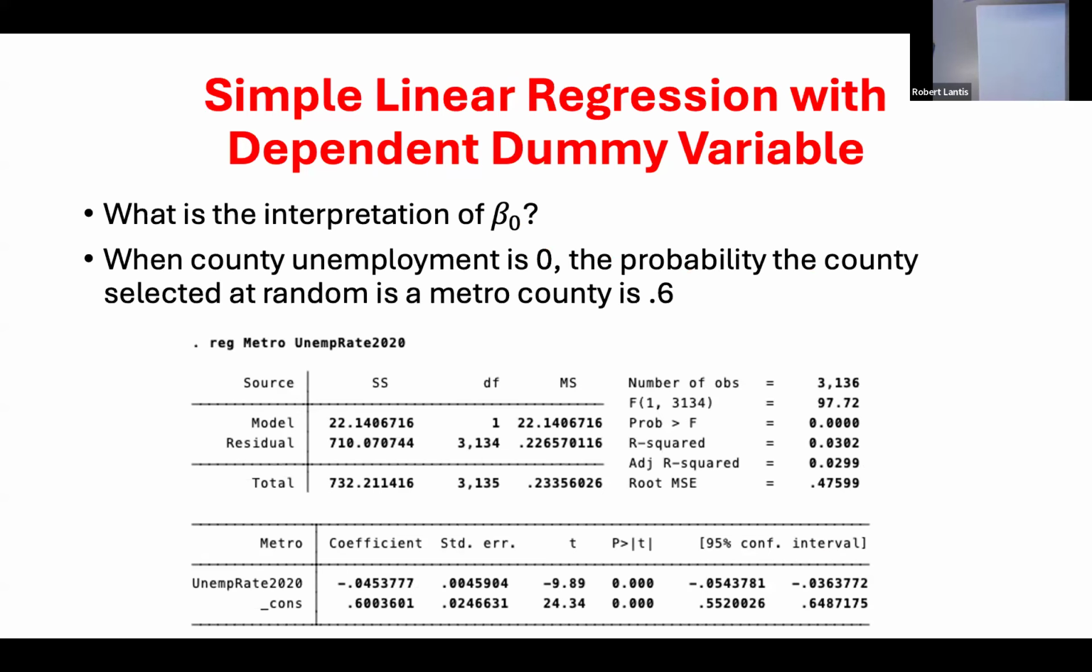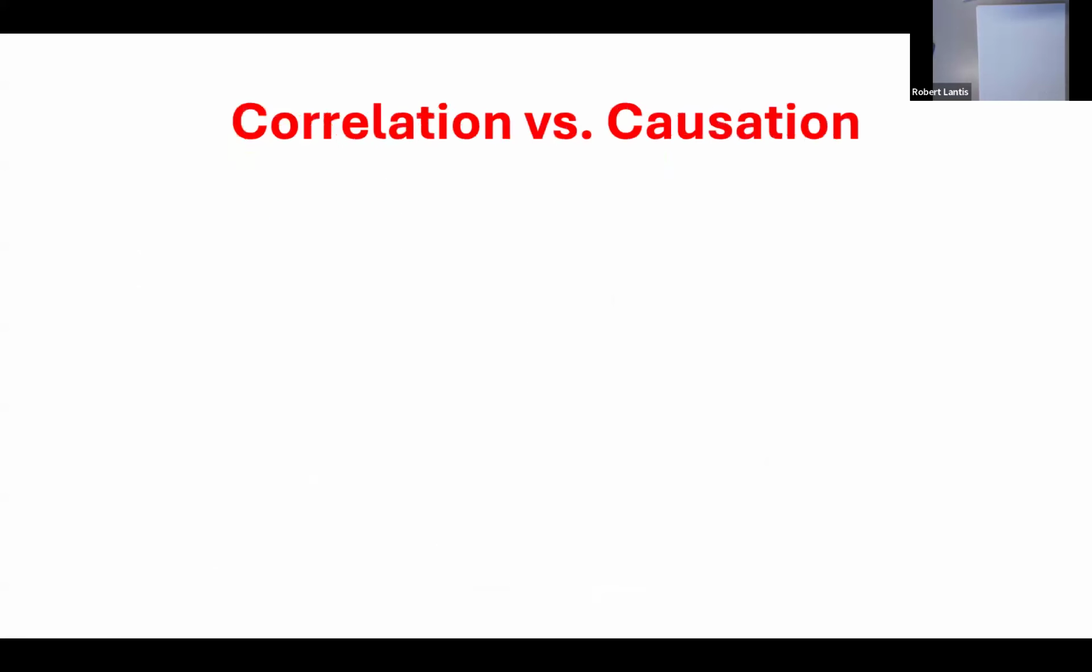Let's now think about, what about the intercept coefficient? How would I interpret that? Well, remember, the way that I interpret the intercept or the constant is when the x variable is equal to 0, that's the predicted probability, or predicted value of our y variable. So if the unemployment rate in a county is 0, the predicted probability it's a metro county is 0.6. So if the unemployment rate is 0, the predicted probability I'm looking at a metro county would be whatever that intercept coefficient is, which is 0.6 here.